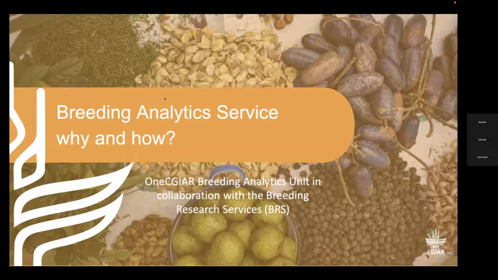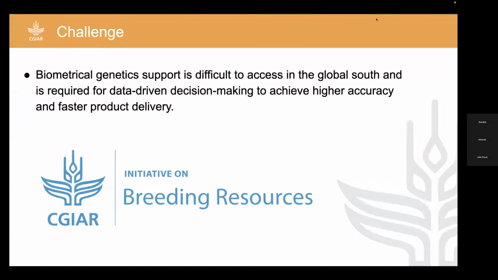And I want to start with the challenge that we're trying to tackle. Breeding Resources understood the challenge, which is to provide biometrical support across the entire system, the partners, universities, given the few experts that exist in the field, and how important this is to have better products. So I want to thank the Breeding Resources Initiative because they gave this project to the Breeding Analytics Unit, and not to a company or something like that.